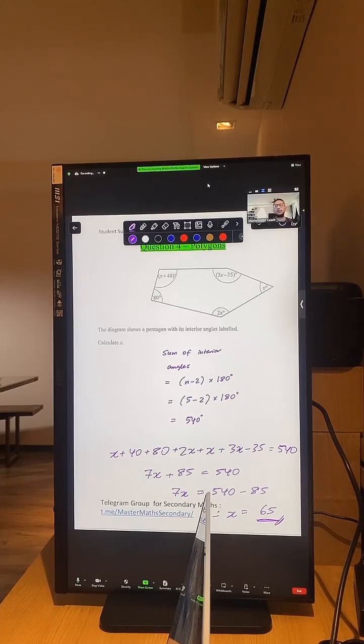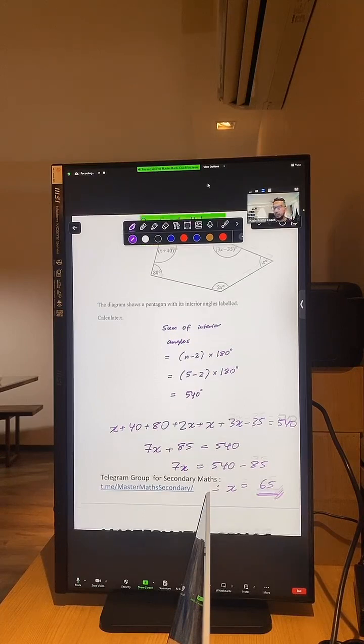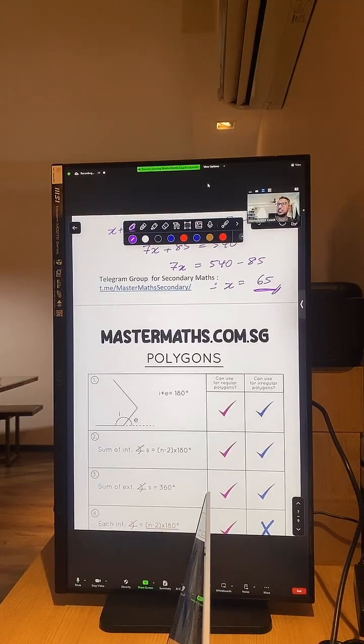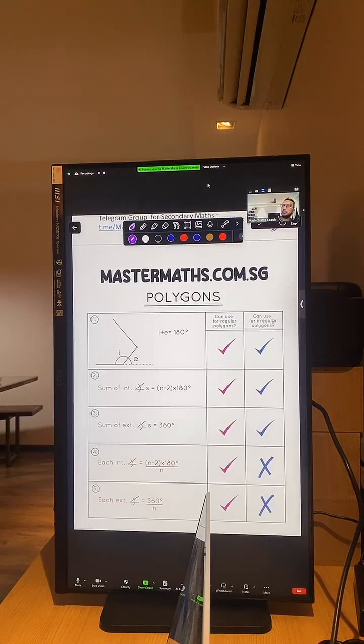Alright guys. Okay, time now is 8:40 PM. We've got 20 minutes left. So we're going to go through some formulas. And after we have gone through the formulas, as a bonus, for those of you who have been patiently waiting, we will go through one vectors question.